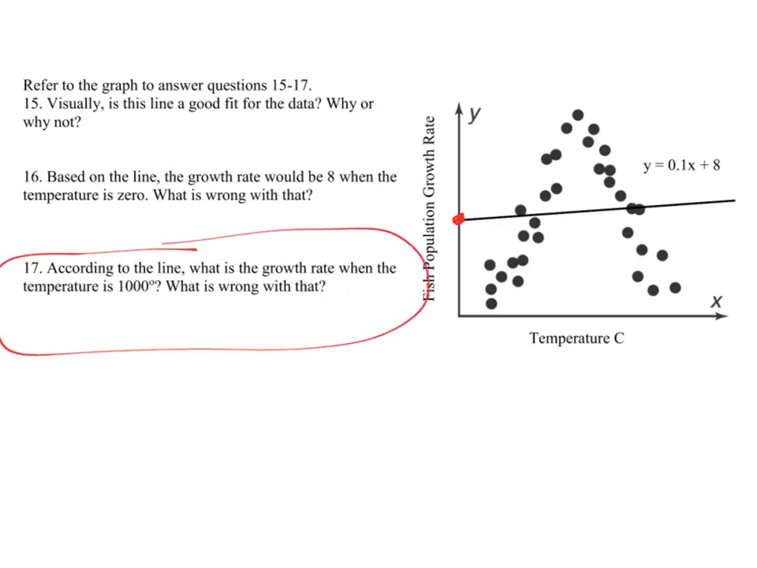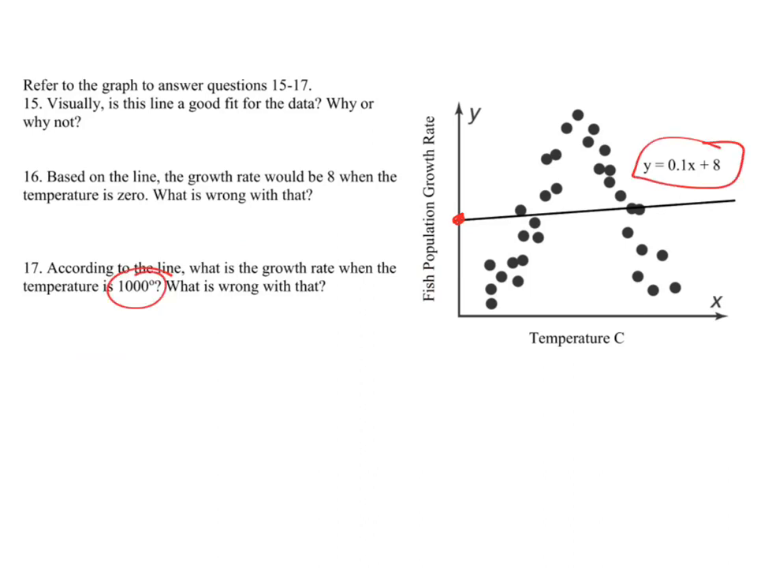And then 17: according to the line, what is the growth rate when the temperature is 1,000? That's when you take your equation and you plug in 1,000. So you've got to do y equals 0.1 times 1,000 plus 8. Take a moment to put it in your calculator. You should have gotten 108.